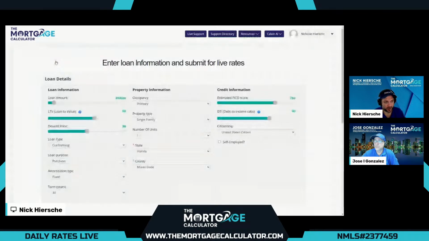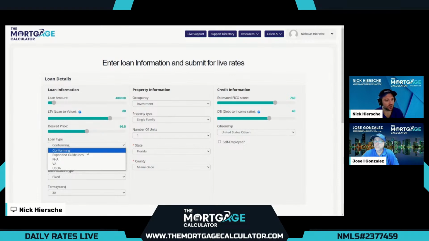And for our final couple demos here, we want to run some live pricing for investment properties. So we'll set up the same scenario: 400,000 loan amount, 80% loan to value, 20% down payment. And we'll have the computer find the lowest rates we can offer for conforming conventional, and we'll compare that with our non-QM expanded guideline options. Remember, government programs don't work for investment properties, so no FHA, VA, or USDA here. We'll stick with these top two.